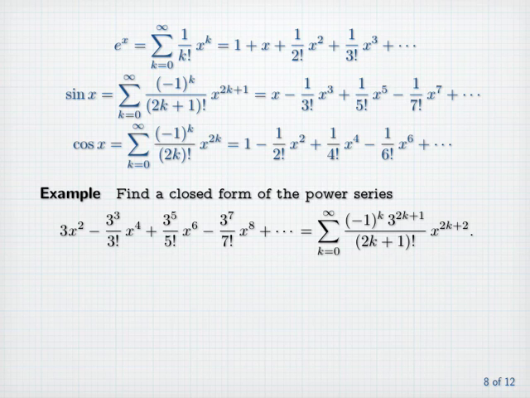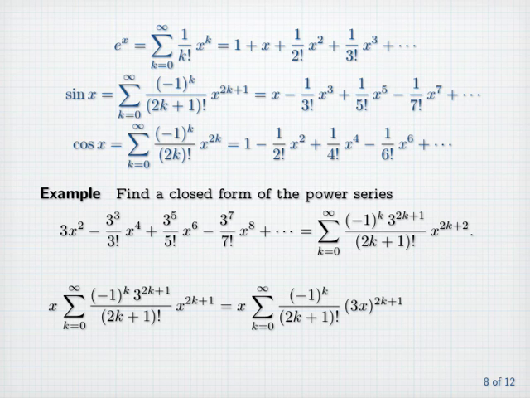Since the power on the x is 2k plus 2, we need to factor x from the entire series, and once that's done, the kth term inside the sum becomes minus 1 to the k over 2k plus 1 factorial times the 2k plus 1 power of 3x. So we're looking at x times the series for sine x with x replaced with 3x. So the closed form of our series is x times the sine of 3x.